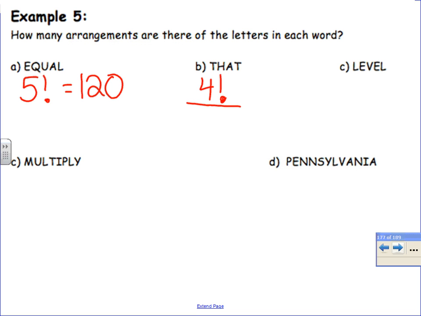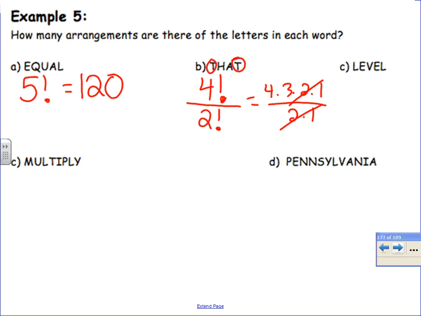Now, when there's a repeat, you have to divide by the letter that's repeated and how many there are of that letter. Because there's 2 T's, that T is the exact same thing. Since there's 2 of them, we divide by 2 factorial. You can write this out and do it in your head, 4 times 3 times 2 times 1, divided by 2 times 1, you get 12, or you can use your calculator and take 4 factorial divided by 2 factorial.